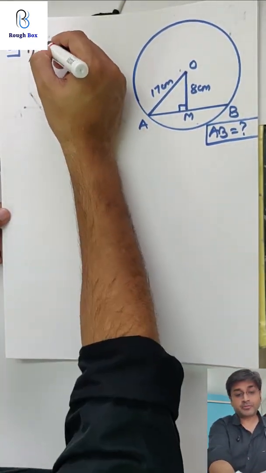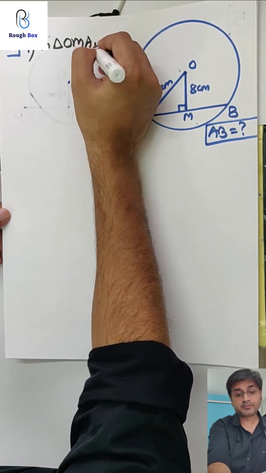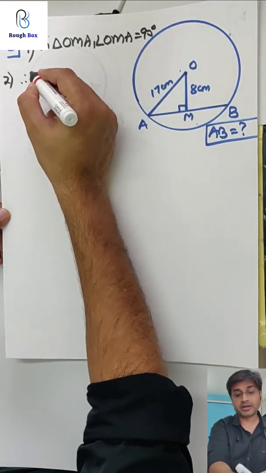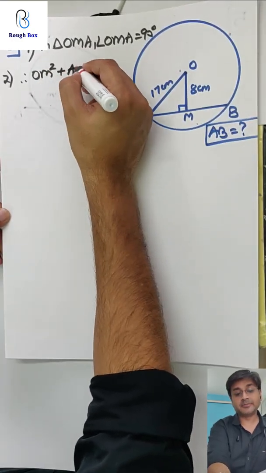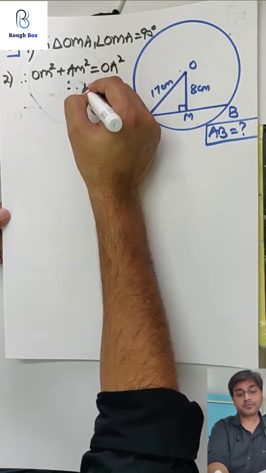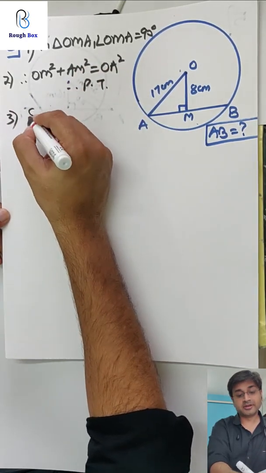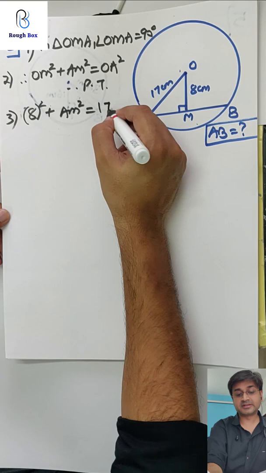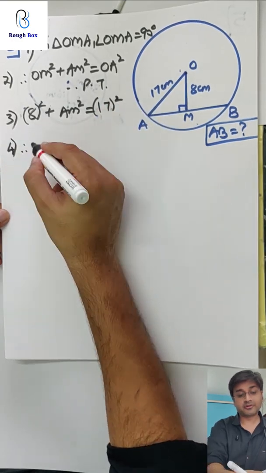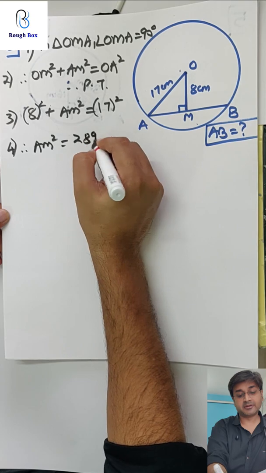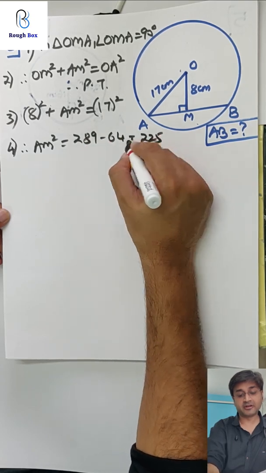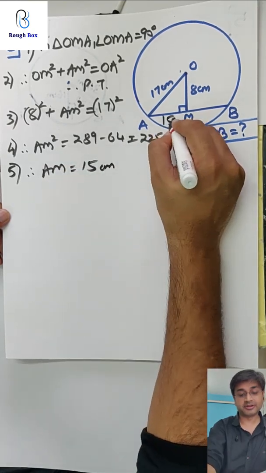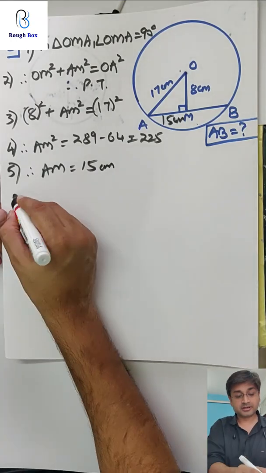So step 1. In triangle OMA, I shall say angle OMA is 90 degrees. That is Pythagoras we are applying now. So OM squared plus AM squared is equal to OA squared. Pythagoras theorem. So OM is 8, AM is unknown and OA is 17. So therefore AM squared is 289 minus 64, that is 225. So the root of that will be 15. So AM becomes 15 centimeters. Your target is AB, so double it.